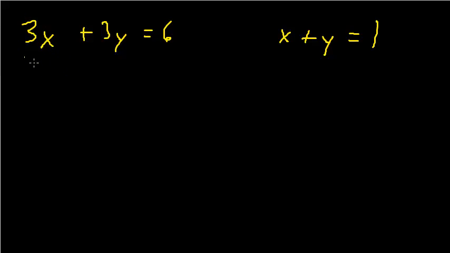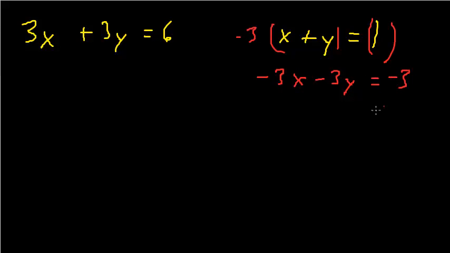I can easily do this by making this x here into a negative 3x by multiplying both sides by negative 3. So multiply by negative 3 on both sides. I have negative 3x minus 3y is equal to negative 3. Now I'm going to add these two together. So here's my negative 3x minus 3y is equal to negative 3. I go and add them together.